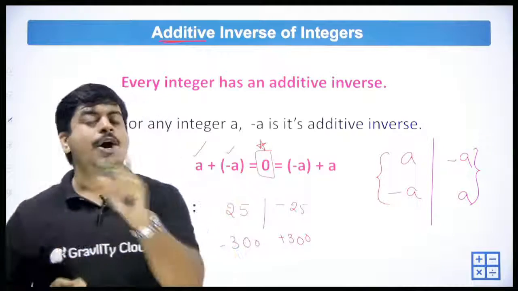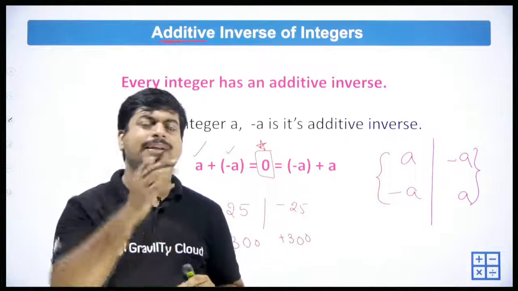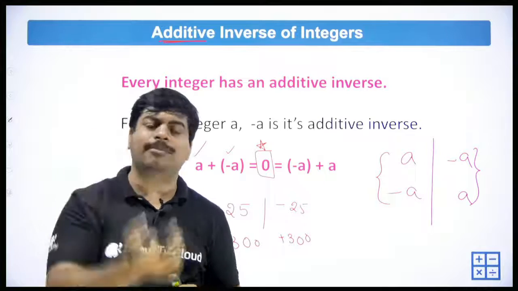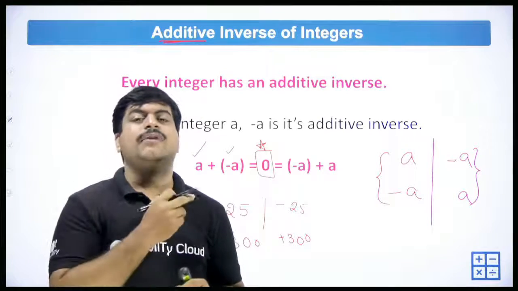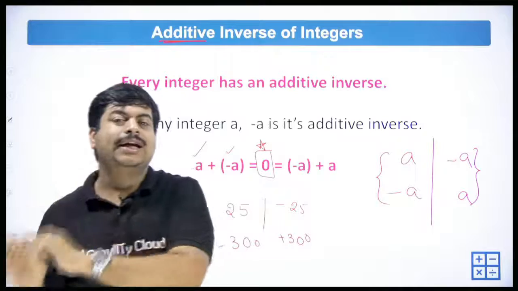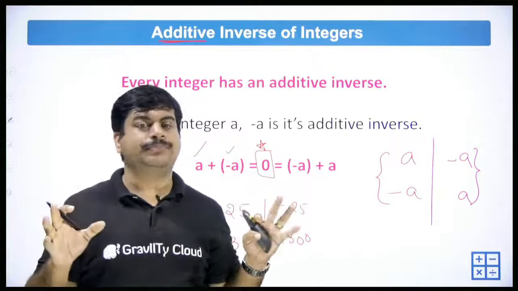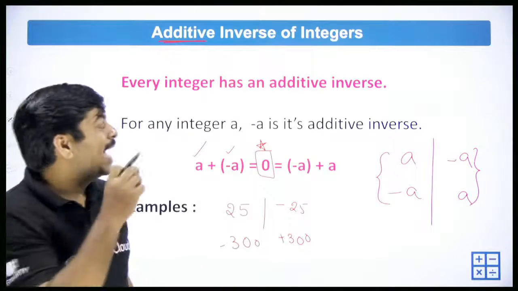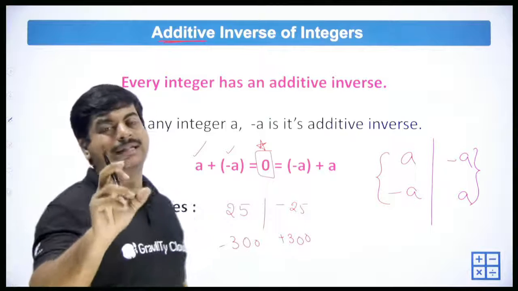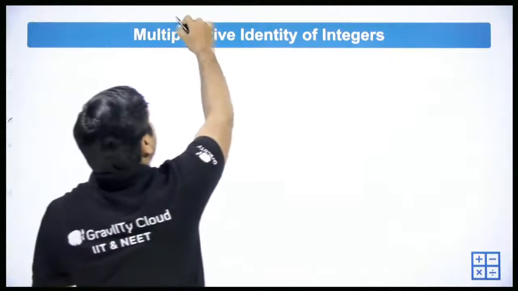Additive inverse, not identity. Identity means you should get the same number back. You should not get 0. Inverse means for a positive, you should get negative. For a negative, you should get the positive. Right? That is about additive inverse and additive identity. Next, we will go forward to learn what is a multiplicative identity.